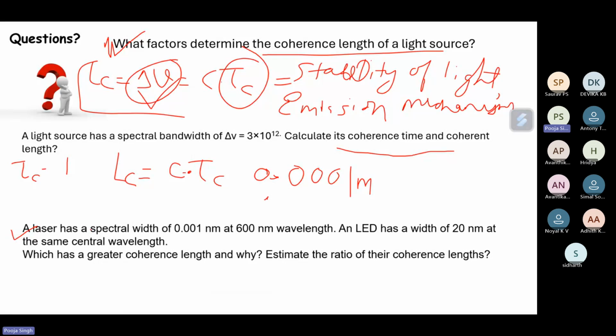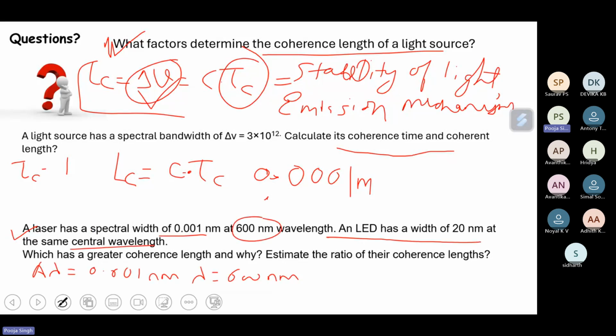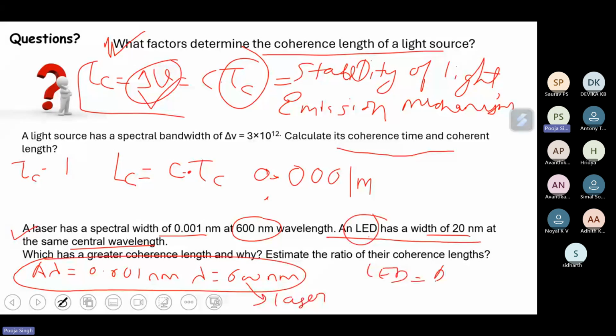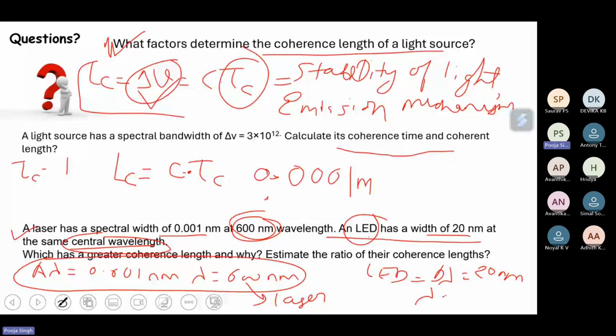So at the same central wavelength only, this is for the laser, but you have another light source also, which is the LED. So if they are saying the LED width delta lambda is 20 nanometer, same central wavelength means 600 nanometer. Which has a greater coherence length and why?